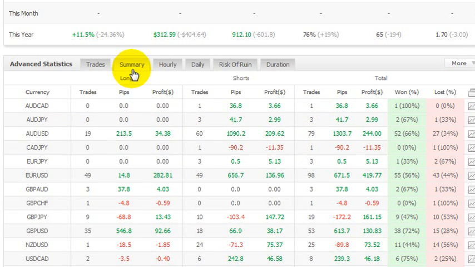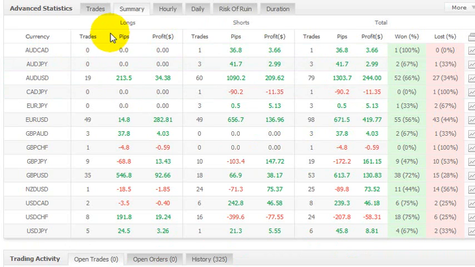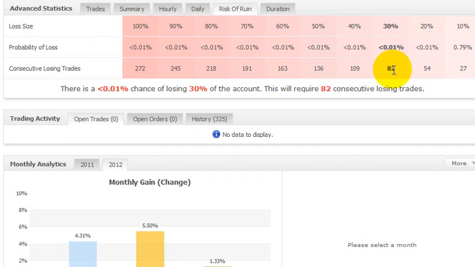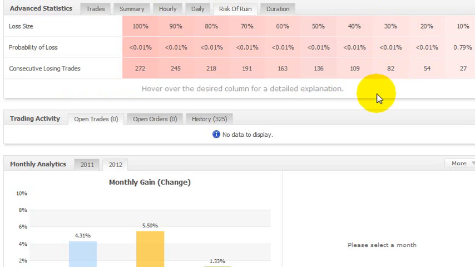Another great feature of FX Book, it could break down the summary in a lot of detail here and show you exactly what pairs were traded, what percentage of winners and percentage of losers. And another tab that I like is this risk of ruin here. Notice here that according to myfxbook.com, with the statistics that they have, in order to reach a 30% drawdown on this particular system, you'd have to have 82 consecutive losing trades. That's their calculations according to the data that they've collected over the 9 months.